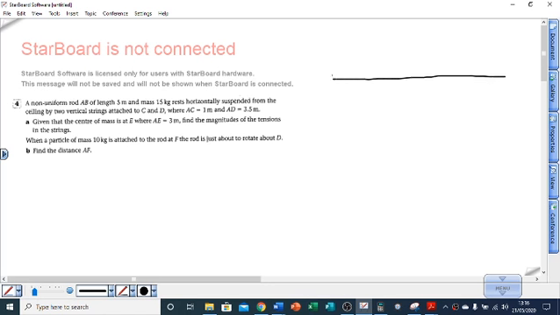Question 4: a non-uniform rod AB of length 5 meters. So there it is. We've got A, B, non-uniform, so its mass isn't in the center, and mass 15 kilograms, rests horizontally suspended from the ceiling by two vertical strings C and D, where AC is 1 meter. So like that. That is C, and A to D 3.5. So 1, 2, 3.5. So it'll be somewhere over here, somewhere like that. I don't know. D.